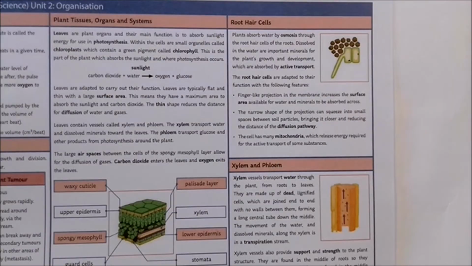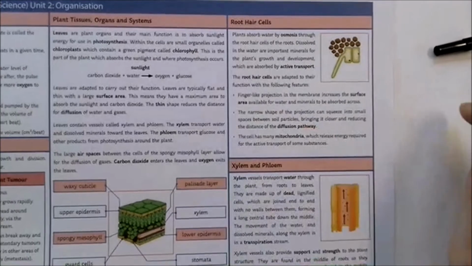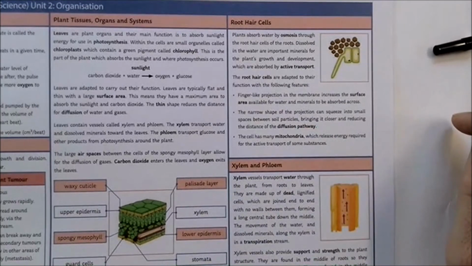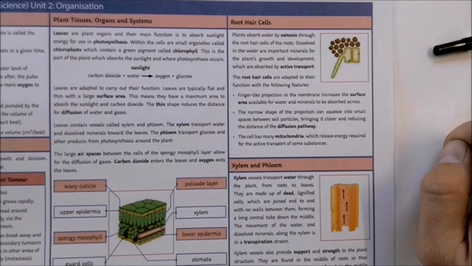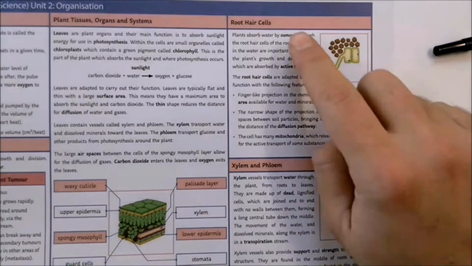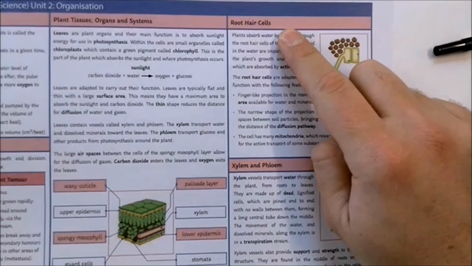So here is a science knowledge organiser. It's a biology one on human and plant organisation. This sentence here about root hair cells: plants absorb water by osmosis through root hair cells of the roots. Now in bold, we have got the keyword osmosis. A good technique for remembering keywords is to cover up that keyword with the finger and then rewrite the rest of the sentence.